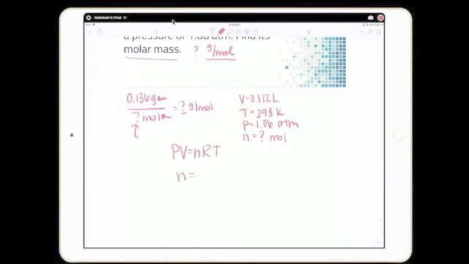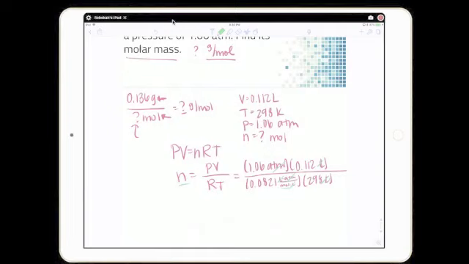But this time I'm solving for n, so it's PV over RT, which in this case is going to be 1.06 atm multiplied by 0.112 liters over R, which is 0.0821 liters times atm over moles times Kelvin, times T, which is 298 Kelvin. My Kelvin cancels, my liters cancel, my atm cancels, 1 over 1 over mole is mole. So that's good, that's what I want.